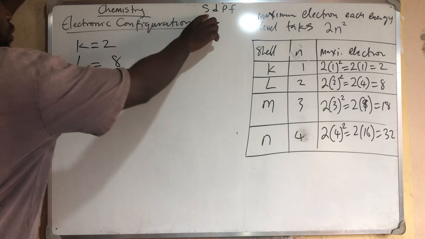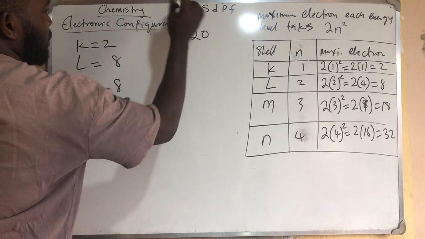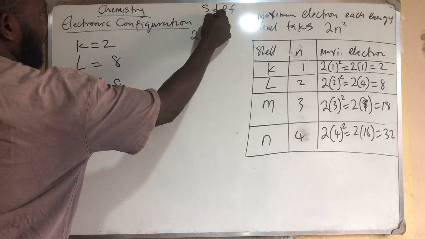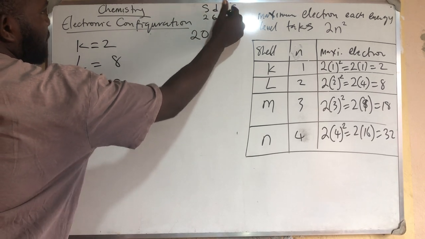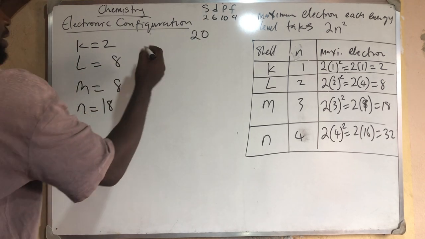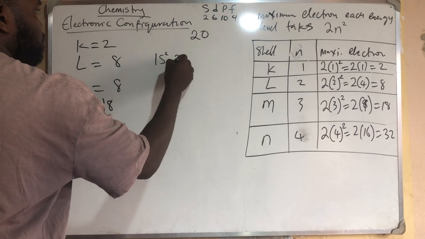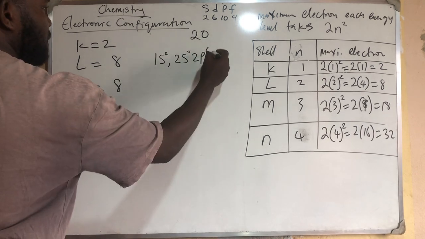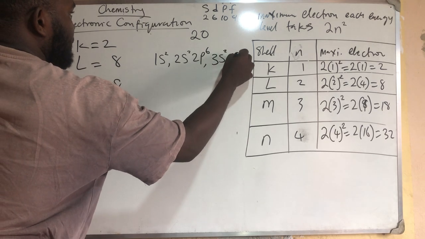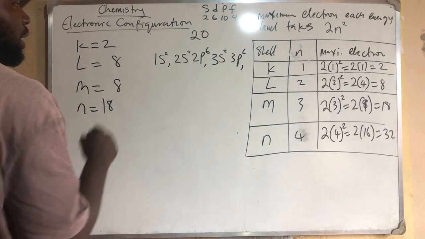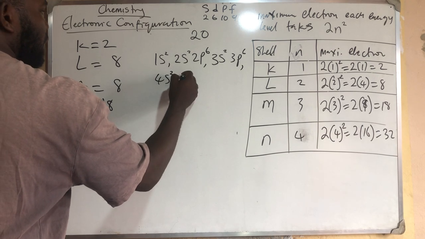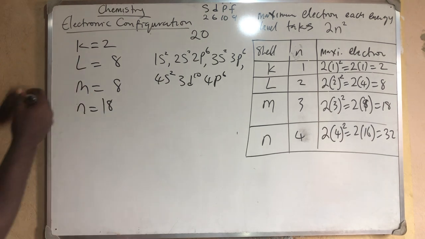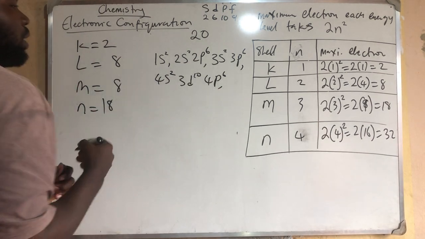Now, in SPDF notation, the maximum number of electrons S can take is 2. We'll come to that anyway. If you add 4 to this, you have 6. Add 4 to this, you have 10. Add 4 to this, you have 14. Now, the first one is 1S2, 2S2, 2P6, and I'm done with 2. Then 3 is 3S2, 3P6. I'm done with 3. Then 4S2, 3D10, and then 4P6. You may not understand this now, but I'm going to show you how we got all this.